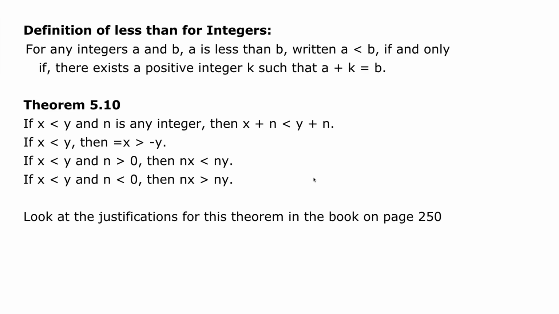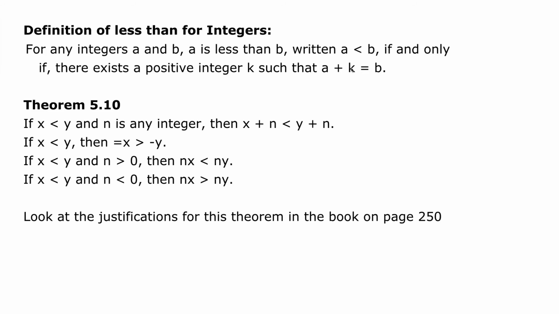And let's talk about the rules here. So the definition of less than for integers. For any integers a and b, we write a is less than b if and only if there exists a positive integer k such that a plus k equals b. So there's always a difference between a and b, and that much difference makes a smaller than b. So there is always a positive integer k. If k is 0, they're going to be equal, so it doesn't work.